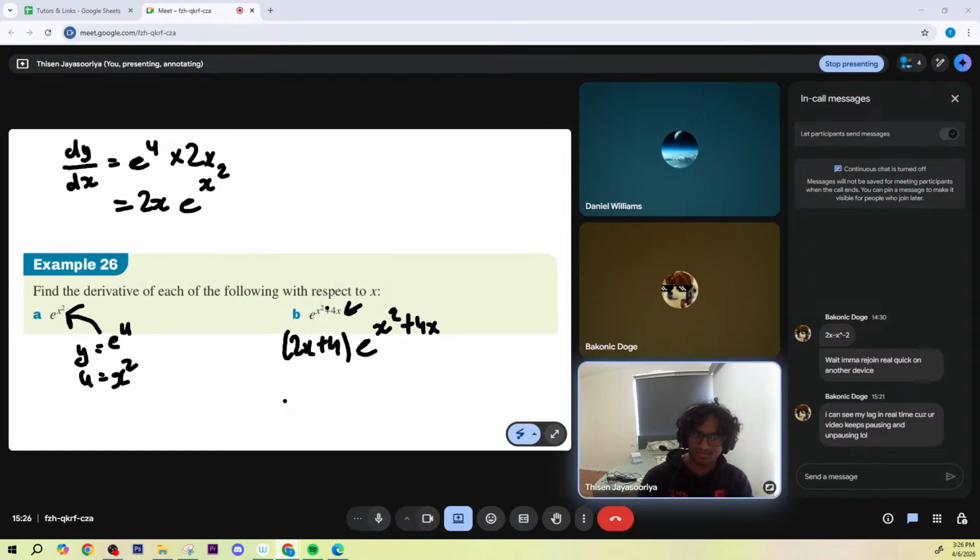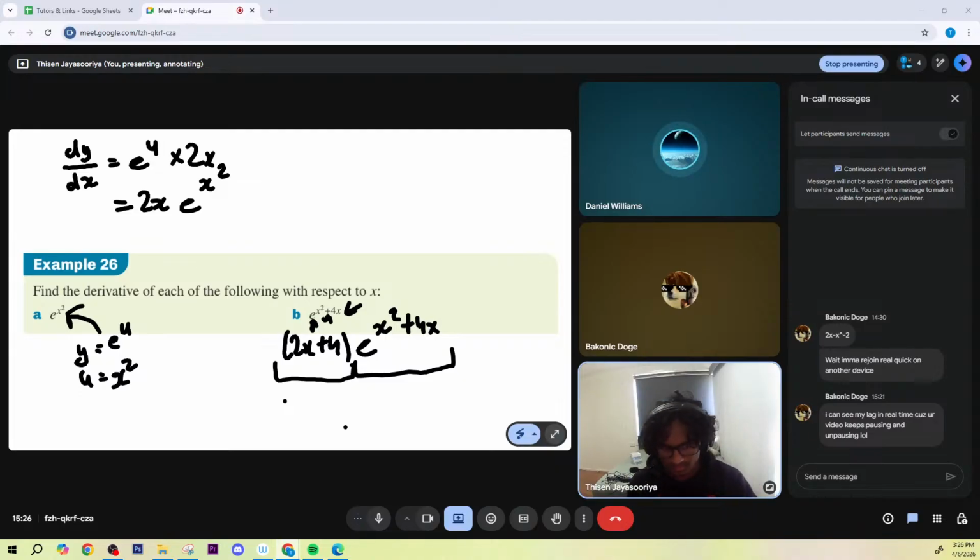Could you explain? So he just starts from the outside. He finds the derivative of e, which is itself. Then he goes to the inside function, and then multiplies it by the derivative of the inside function. So here, this is e multiplied by the derivative of the inside. So it's the fast chain, it's the quick chain.